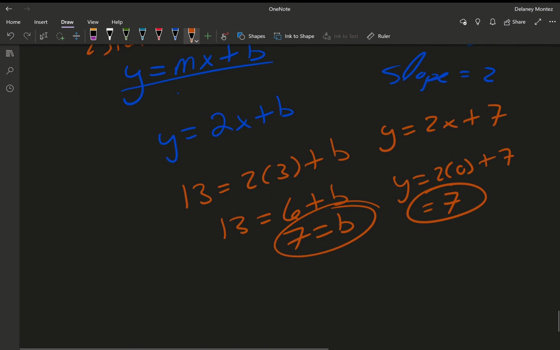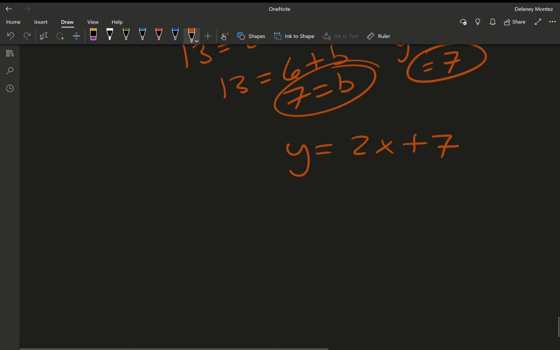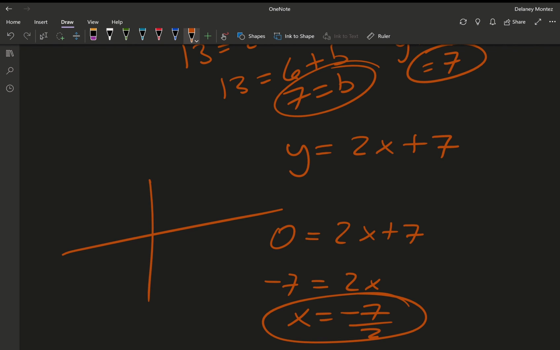Let's say we wanted to find the x-intercept. That's the x value when y is 0. So you have y equals 2x plus 7. To find the x-intercept, you just set this to 0: 2x plus 7 equals 0, and you solve. So -7 equals 2x, or x equals -7 over 2. What does that mean? If the line looks something like this, let's say this value here is -7 over 2, this would be our x-intercept, whenever y is 0.